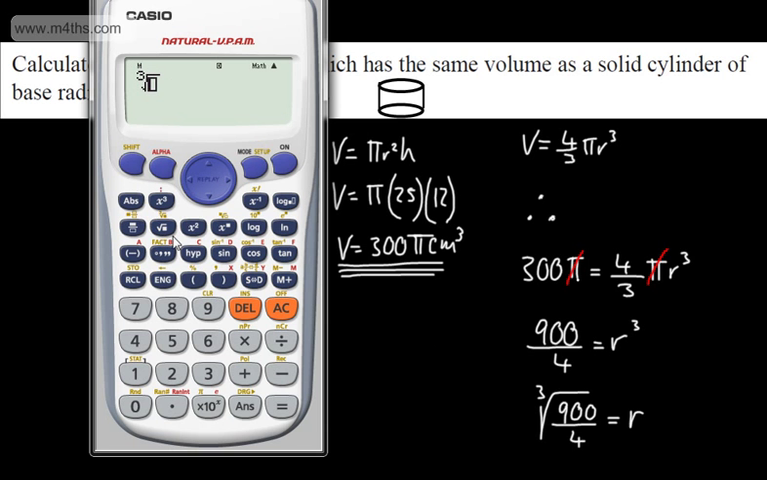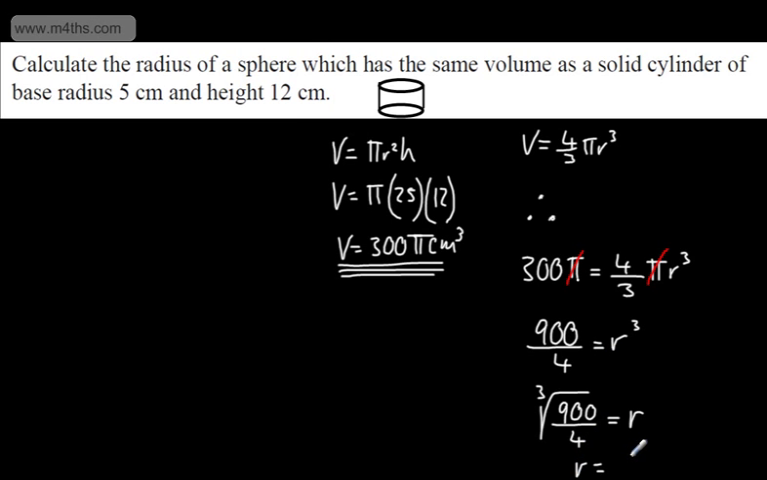I just press shift, remember cube root, then put the fraction in, and we've got 900 divided by 4. And that's going to give us 6.08. So we'll say now that the radius is going to be 6.08. That is given in centimetres, and that is correct to 3 significant figures. So quite a nice little question here. We're just simply using formulae and setting them equal to each other.